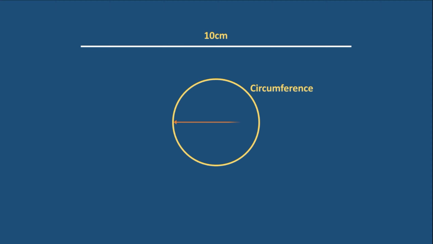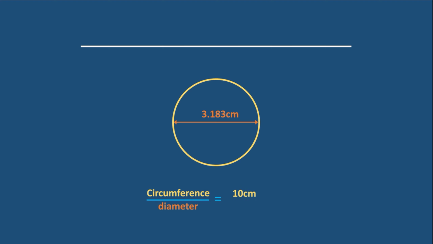Secondly, we refer to the distance between one end of the circle and the other end as diameter. And when we make a circle of 10 centimeters wire, then we will get to see the diameter of 3.183 centimeters. Now we find the ratio of the circumference and diameter of the circle. When we divide 10 centimeters by 3.183 centimeters, then we will get approximately 3.141 value.